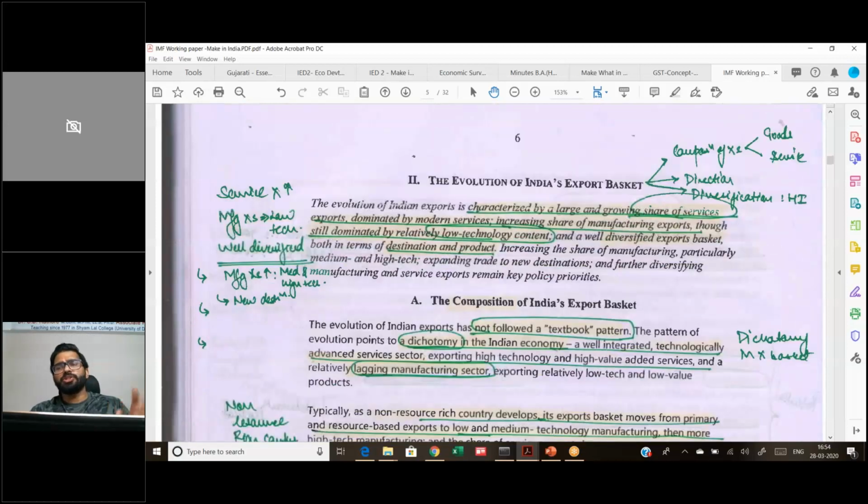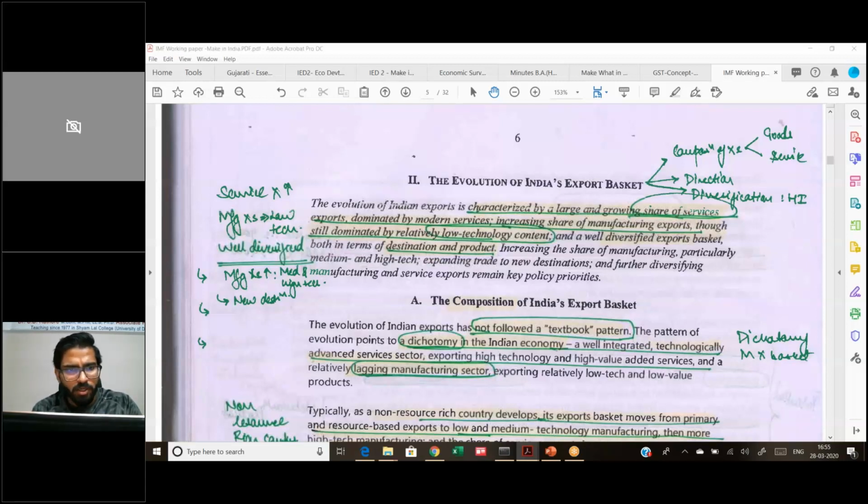The discussion is on the evolution of India's export basket. When we talk about the evolution, we are going to talk about the composition of exports, in terms of goods and in terms of services. We are also going to talk about the direction of India's trade, and the diversification of India's trade, that is, how diversified or concentrated India's trade or export basket has been. So this is where I want you to start focusing, because this is the evolution.